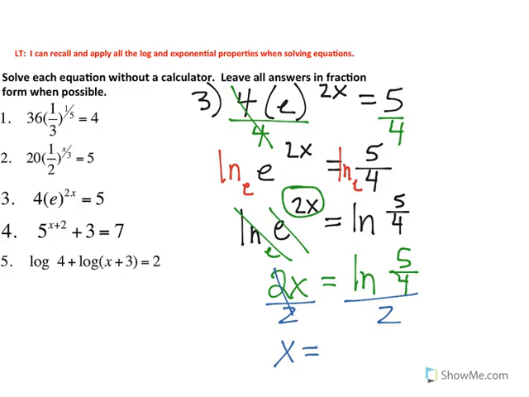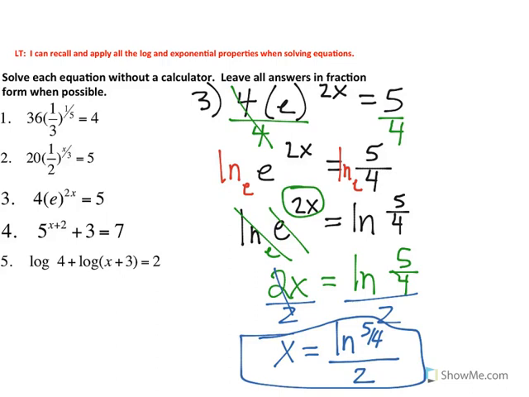On the right-hand side, too many people try to complicate this. They try to make something up that's not there. Do not create something that doesn't exist. You cannot do the natural log of 5/4 divided by 2 in your head. If you did it in a calculator, it would be a very messy number. You're not using a calculator, so your final answer is literally the natural log of 5/4, all of that divided by 2. That is your answer. You can't simplify that any further.